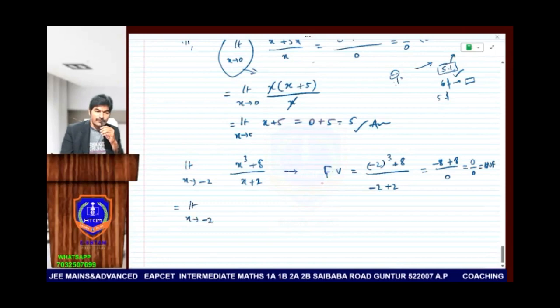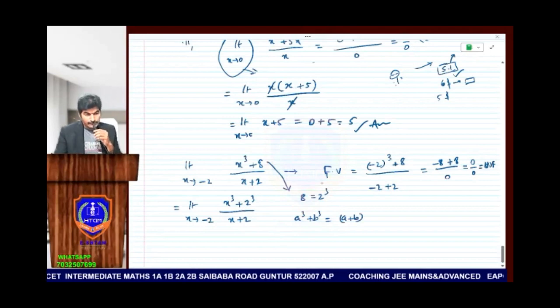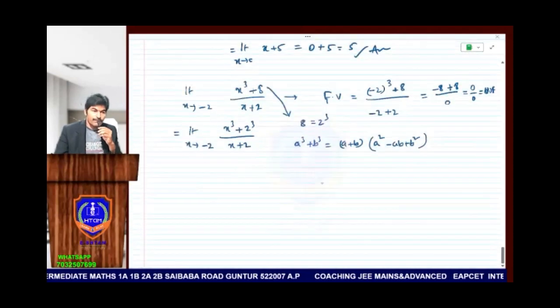Limit x tends to minus 2. What is the formula of a cube plus b cube? You can write 8 as 2 cube. Understood? What is the formula of a cube plus b cube? A plus b times a square minus ab plus b square. Okay?